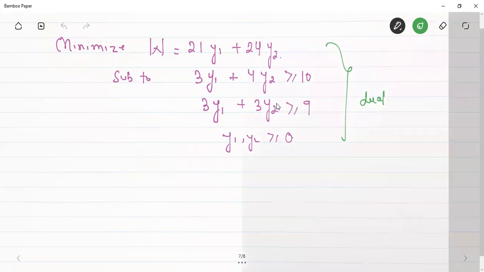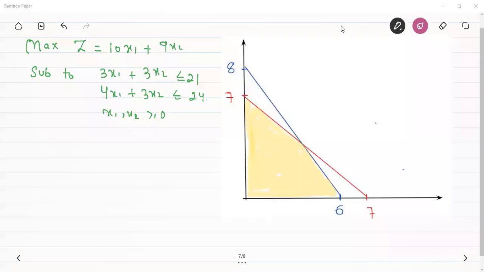By solving both the original problem and the dual problem, we will solve both the original problem and the dual problem. So if you look at the problem which I have written here, this was the original problem, that is equal to 10x1 plus 9x2 maximization problem, and the two constraints were given.